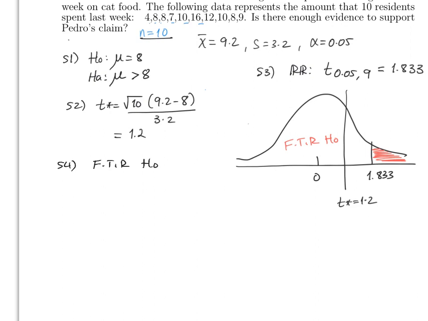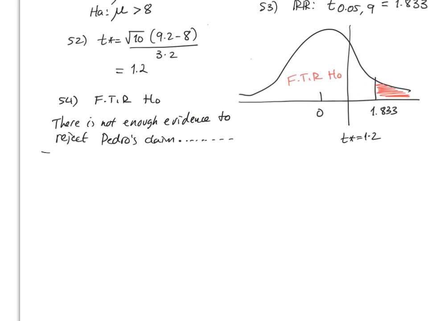Now remember, if you fail to reject, it doesn't mean that this is true. All it means is you don't have evidence to reject it, okay? So what this means is there is not enough evidence to reject Pedro's claim that the amount you had to pay is $8 per hour and so forth. Okay, so now let's try the p-value.